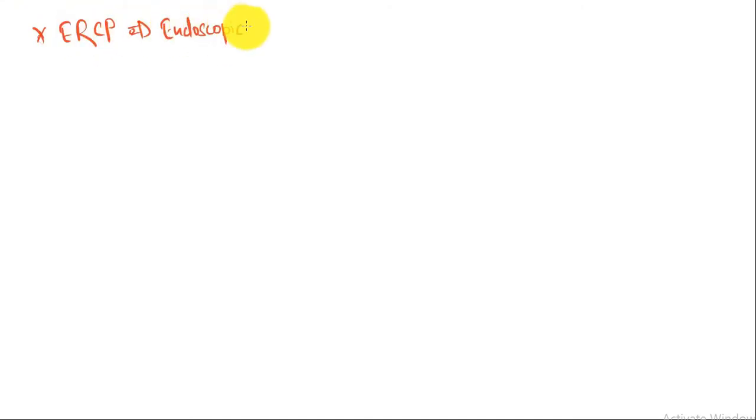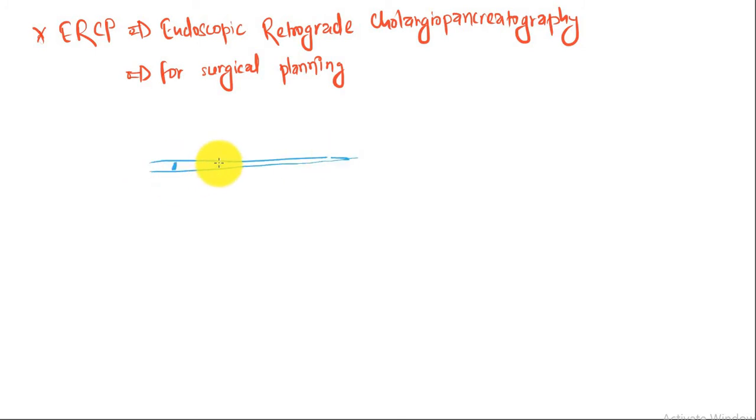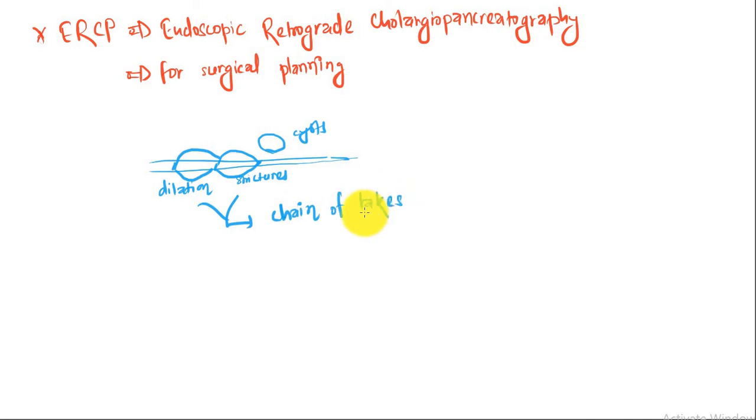Another investigation we can perform is ERCP, that is endoscopic retrograde cholangiopancreatography. It is performed for surgical planning before the operation. So we can see the strictures, cysts, and the dilations. The dilations and strictures resemble a chain of lakes in ERCP. So this is the typical appearance in ERCP.